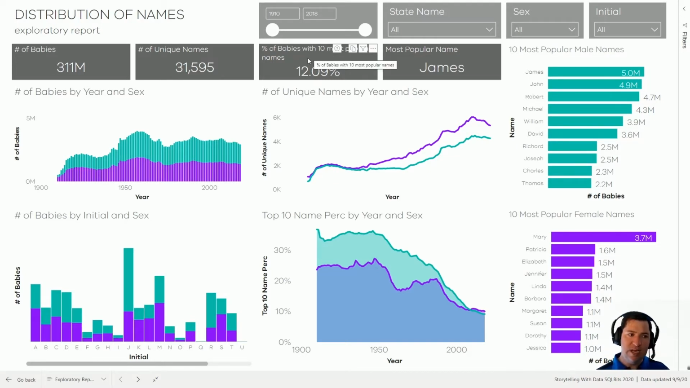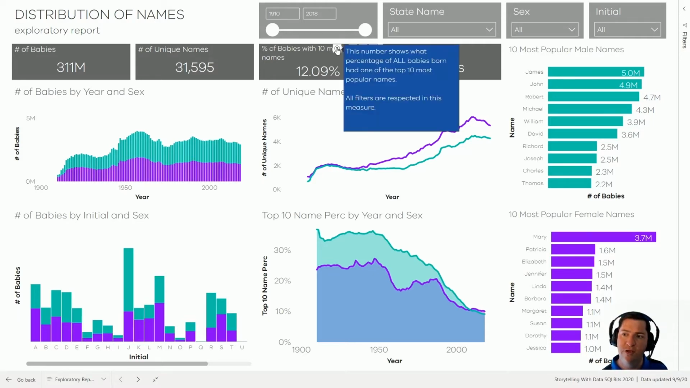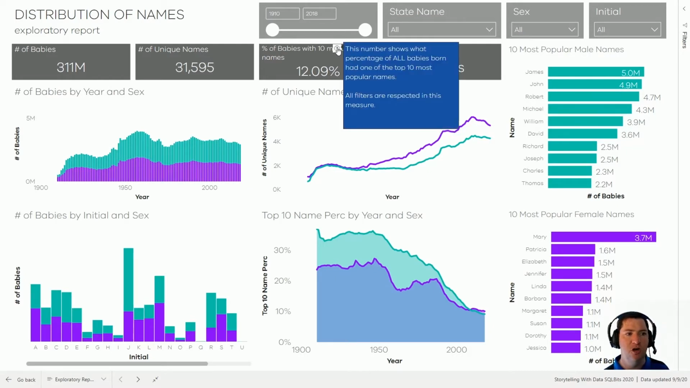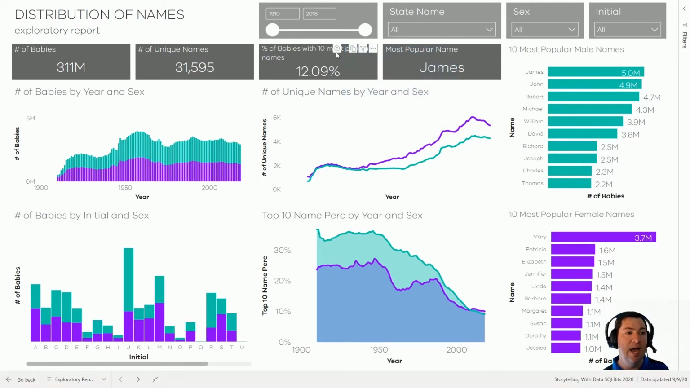So one thing I've done here, just to ensure that my users cannot get lost or have a little bit of additional info, is I've added in a tooltip over here, where you can hover over it and it'll give you a description of exactly what that measure means. This number shows what percentage of all babies had one of the top 10 most popular names. So just a little bit of context here in case somebody feels that they need it.